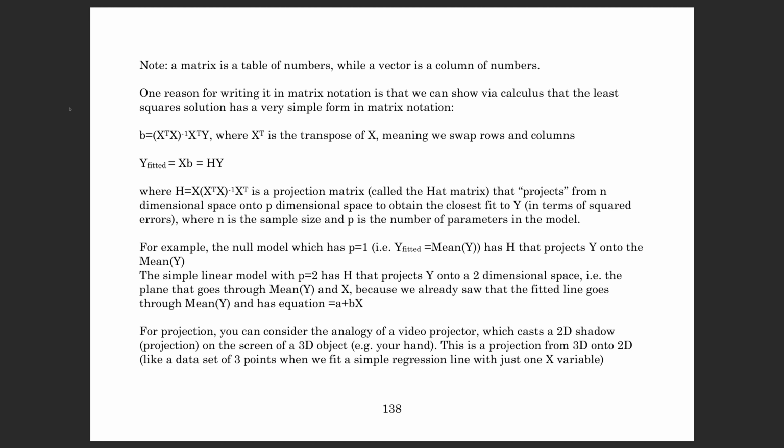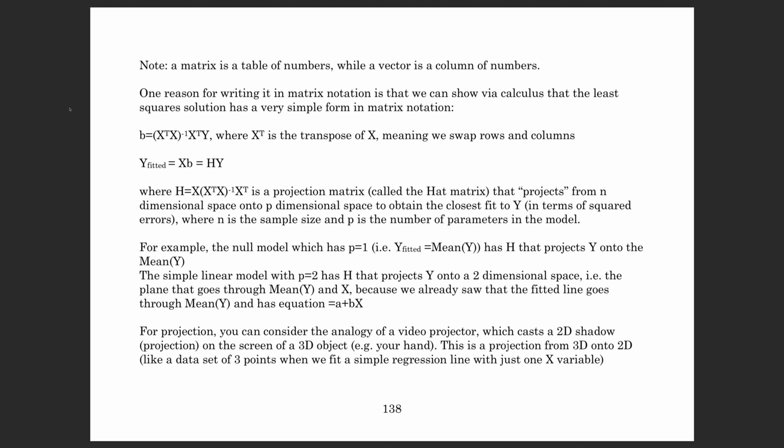So that takes us from our n-dimensional space, because we have n data points, onto a p-dimensional space, because remember we only have p coefficients of x. So we're trying to find the closest fit to y in terms of the squared errors, where n is the sample size and p is the number of parameters in the model. So the simplest case, the null model, is just where y fitted is the mean of y's. That has a hat matrix that just projects y onto the mean of y.